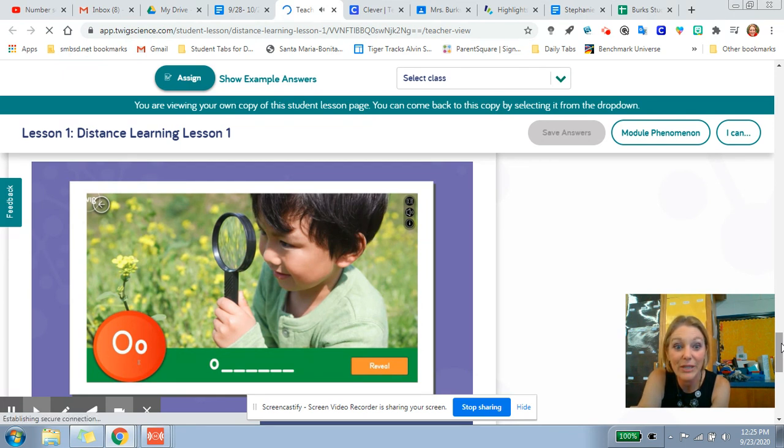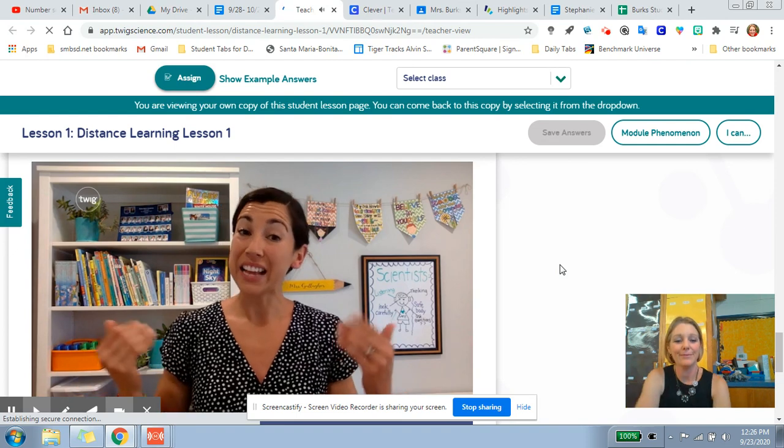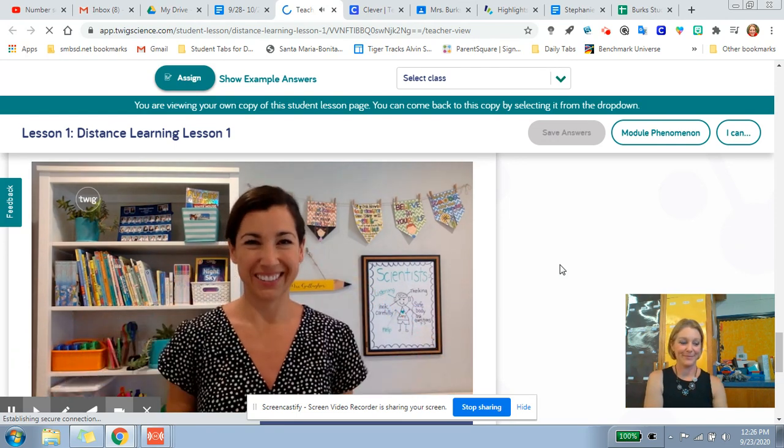What's he doing? He's looking carefully. Do you see some clues in the picture? This magnifying glass. Let's click on Reveal to find out if we are right. The word is observe. You have been busy scientists observing plants today. Let's read this word aloud together. Observe. Observe. Look carefully. Now, let's try writing our new science word, observe.